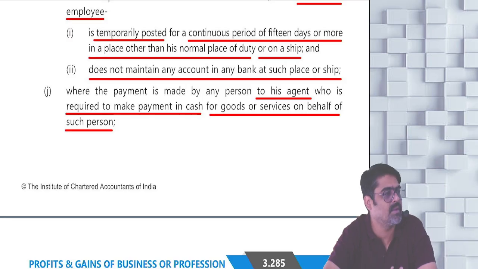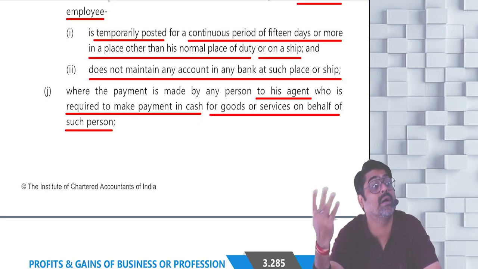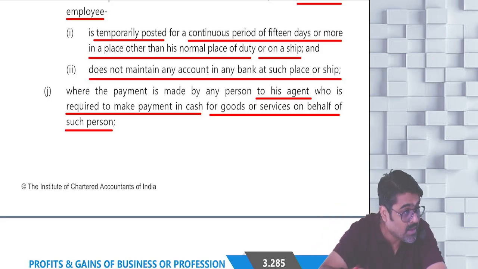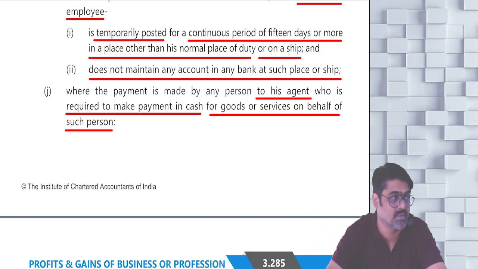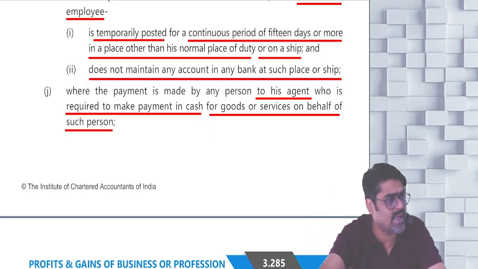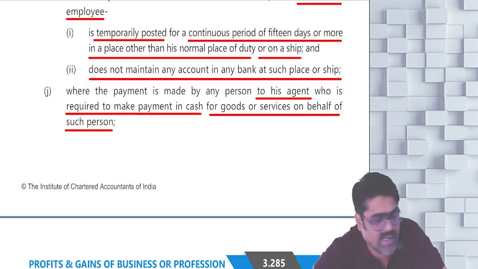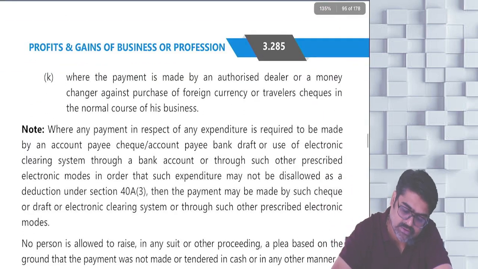So if your agent is required to make the payment in cash on your behalf, then make the payment to your agent in cash, no problem. We'll allow that payment as a deduction. But for that, your agent is required to make the payment on your behalf in what? Cash. So if your agent is required to make the payment to others on your behalf and that payment is required to be made in cash, then make the payment to your agent in cash. That payment we are going to allow as a deduction. Understanding? Now see, last point.